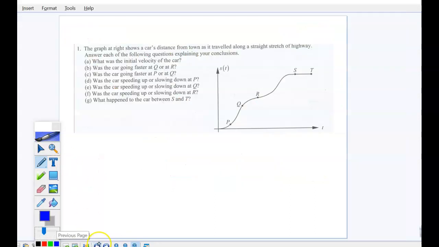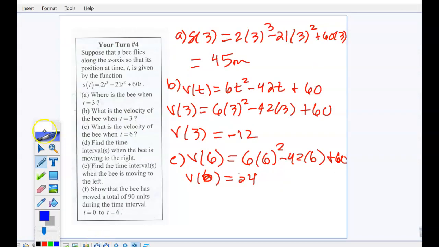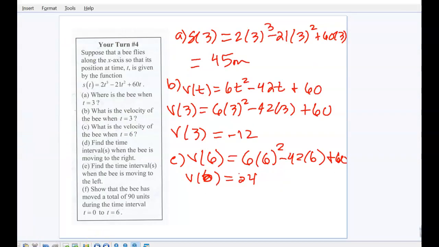Now for question F, we are asked to show the bee has moved a total of 90 units during the interval 0 to 6. Now, when it talks about moved a total of 90 units, it's talking about distance, not displacement. And since the bee flew to the right for 2 seconds, and then back for 3 seconds, and then right again for 1 second if we stop at 6, we have to set this up in some different ways here.